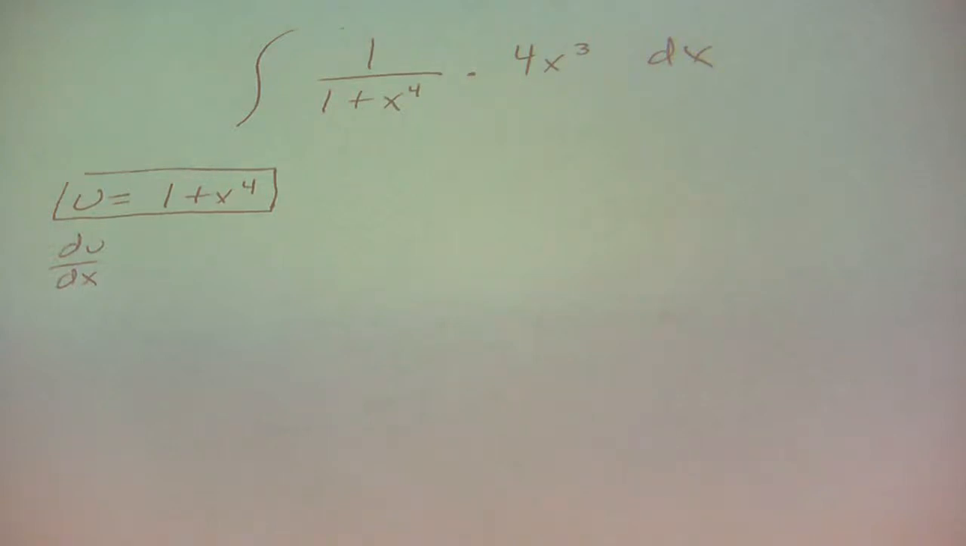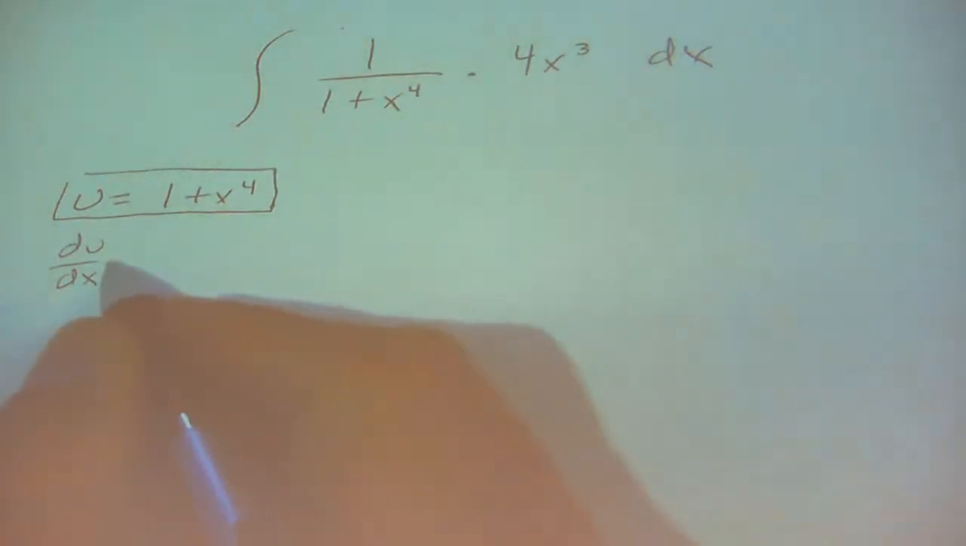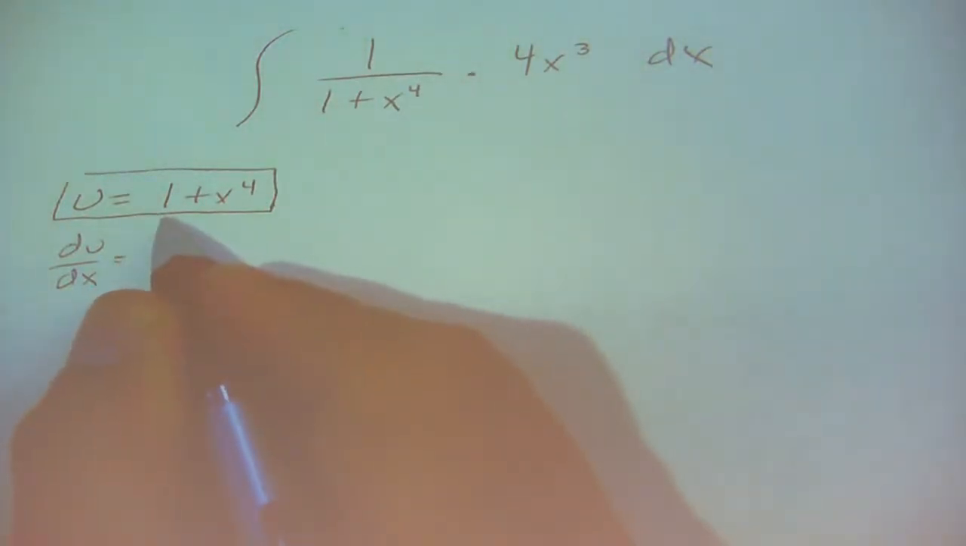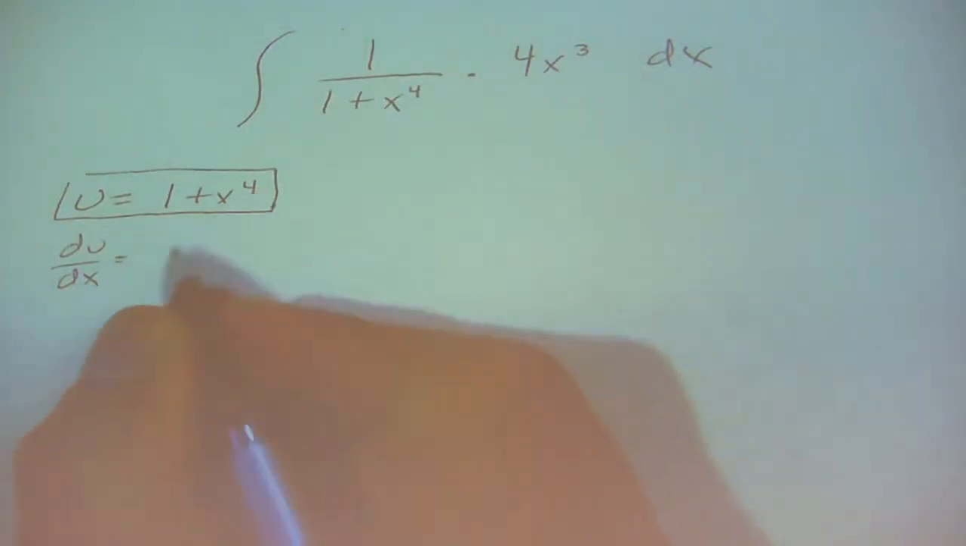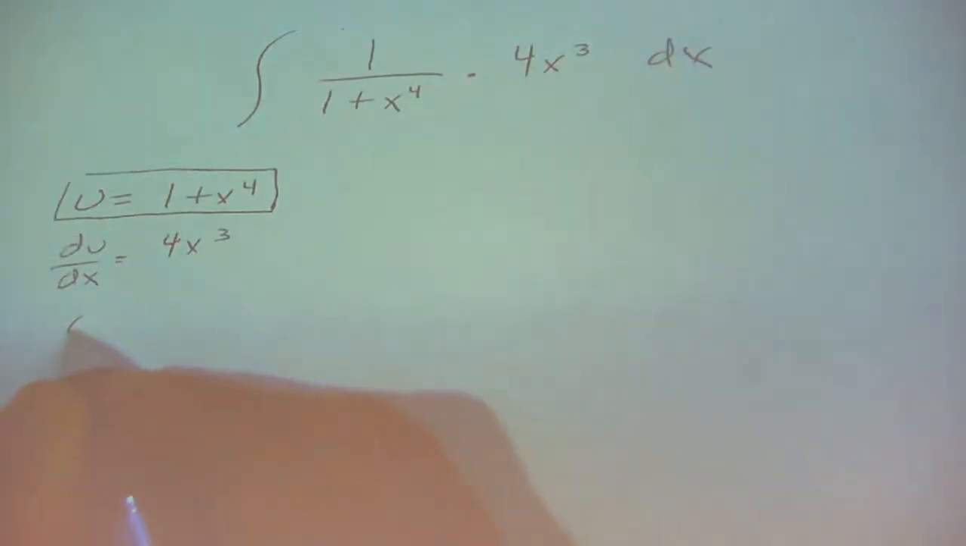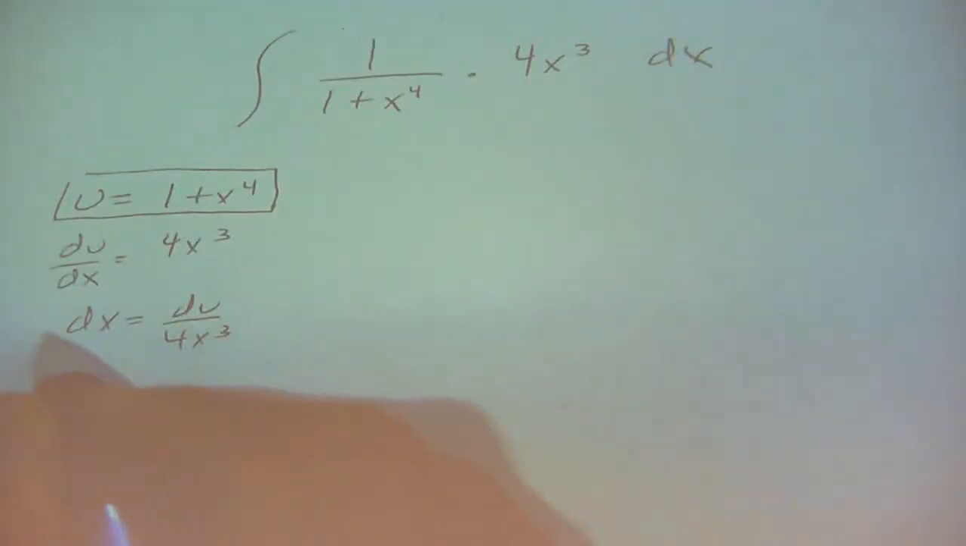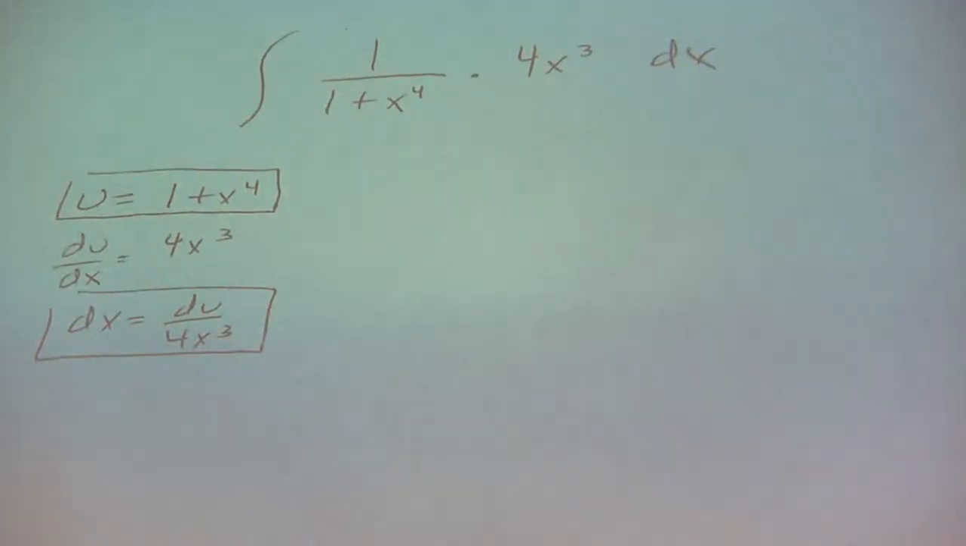Okay, so if we do this correctly, what's the derivative of 1? 0. What's the derivative of x to the 4? 4x to the third. And if you cross multiply, do all that work, you're going to get dx equals du over 4x to the third. How are we doing so far?